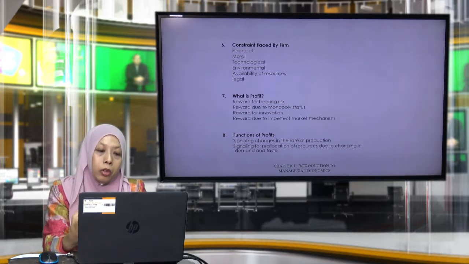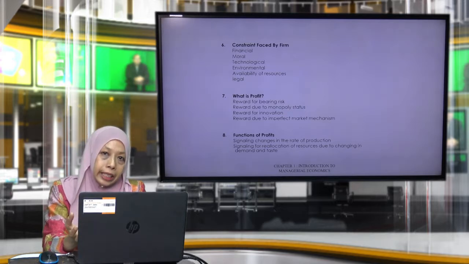So by being the only firm in the market, the firm can get profit in the long run. Profit is also a reward for innovation. So if a company is able to innovate, find the best method of production, or the least cost of producing a product, the reward that they're going to get is called profit.